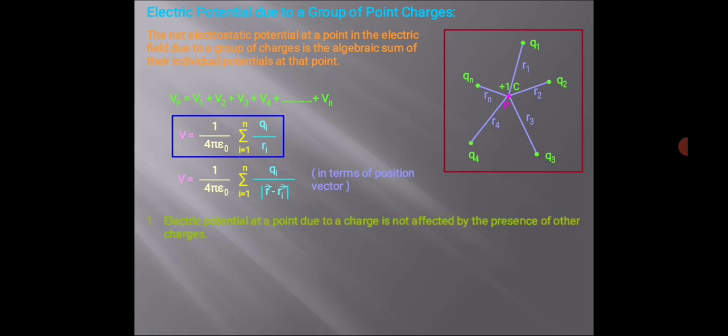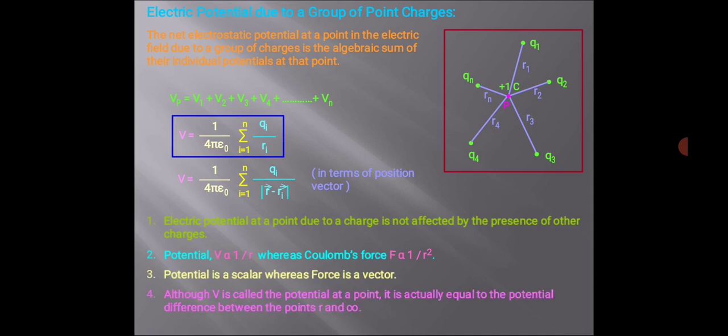Let's have some points. Electric potential at a point due to a charge is not affected by the presence of the other charges. Potential V is inversely proportional to R, but Coulomb force is inversely proportional to R square. Potential is a scalar, whereas force is a vector. Although V is called the potential at a point, it is actually equal to the potential difference between the points R and infinity. So these are some points about the electrostatic potential due to a single point charge, or we can say the group of point charges.